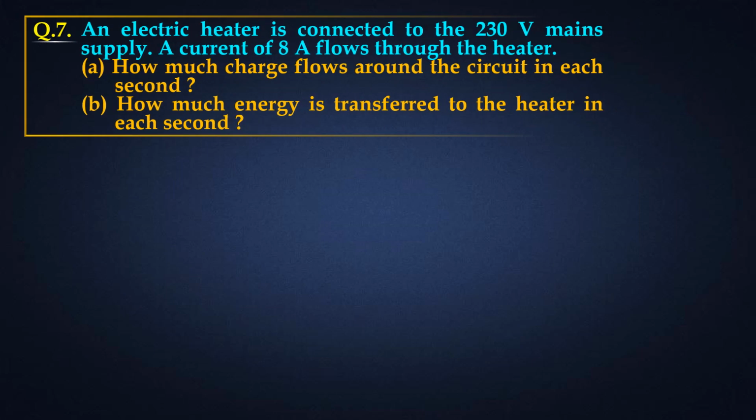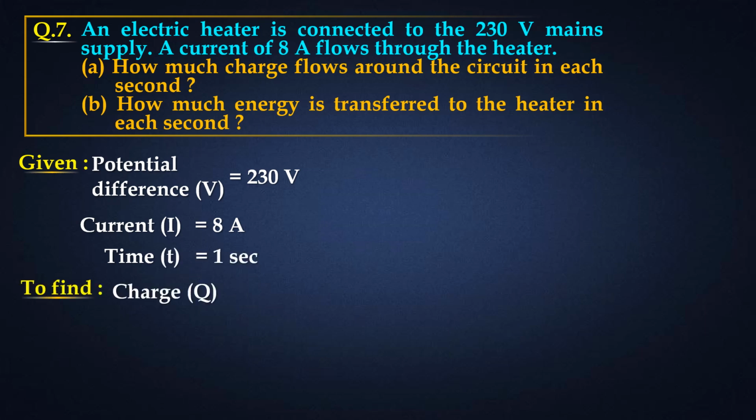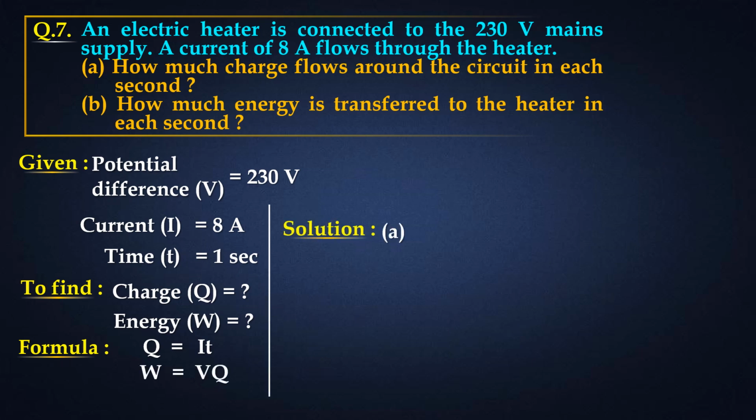Question number 7. An electric heater is connected to the 230 volt mains supply. A current of 8 ampere flows to the heater. Two questions are there. Question A, how much charge flows around the circuit in each second? And question B, how much energy is transferred to the heater in each second? Given potential difference V as 230 volt, current I as 8 amps, time small t as 1 second. To find charge Q, question mark, energy W, question mark. Formula Q is equal to IT, W is equal to VQ.